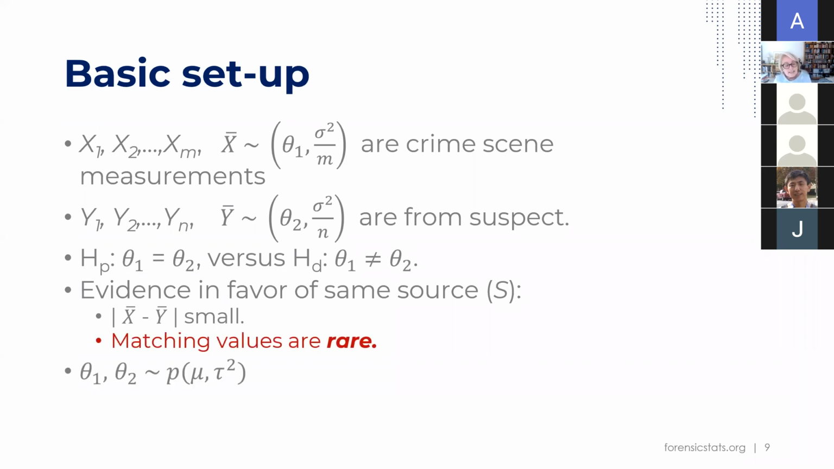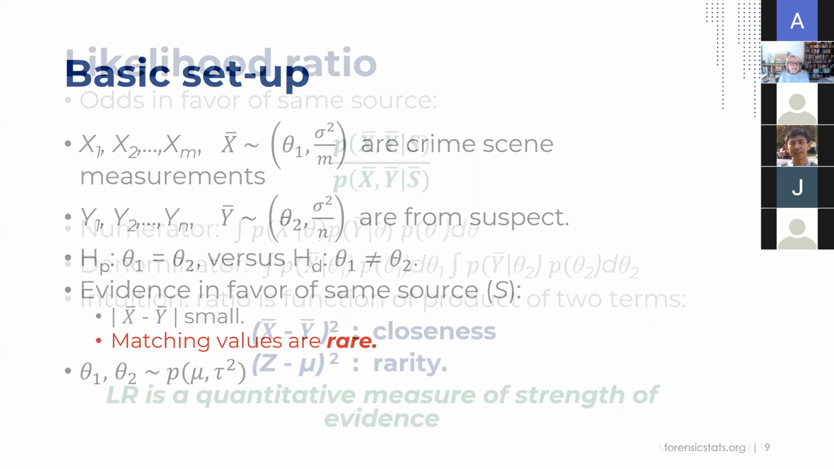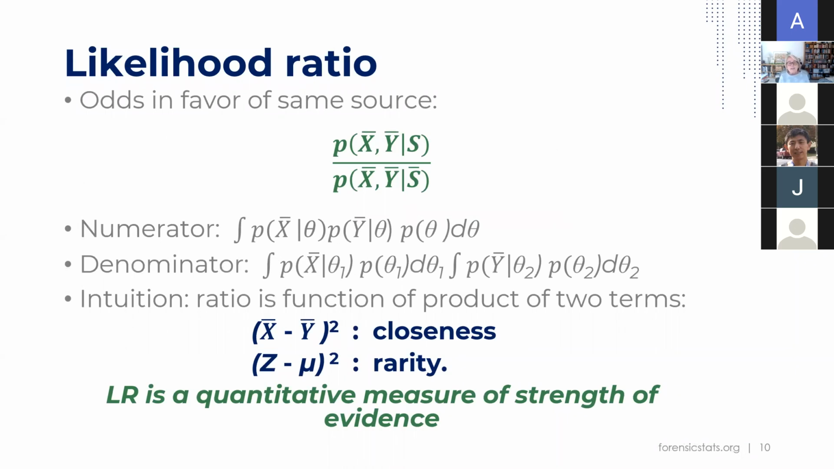And what Lindley said was, all right, how are we going to combine these two things into some sort of a statistic? He said, well, let's assume first that theta 1 and theta 2 have come from a common distribution with mean mu and some between-source variance tau squared. And he came up with this likelihood ratio statistic, which tells you the odds in favor of same source given the data you have observed, conditional on the two hypotheses.